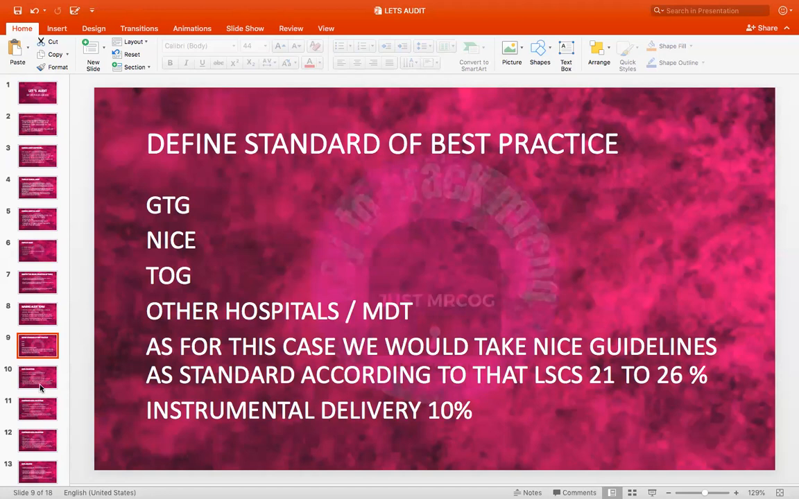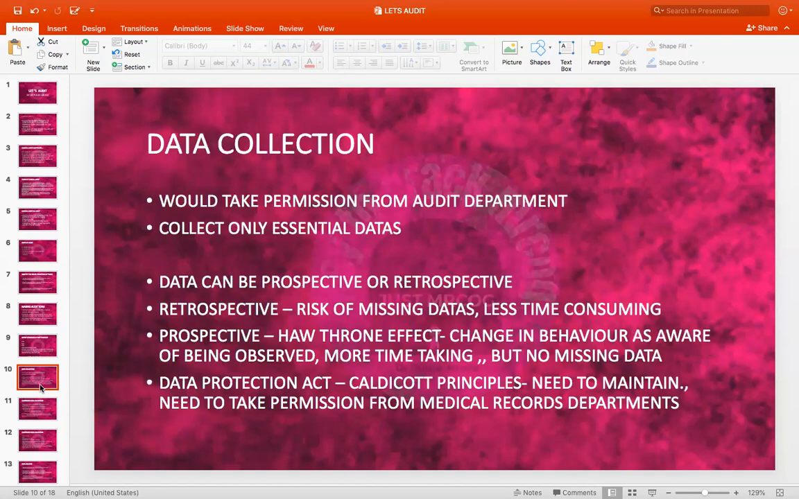Very simple. The first is identifying the issue. Second is formation of the audit team. Third is the defined standard of best practice: what standard you are going to take as best practice or basic practice. Next is data collection. This is a very important point because most of the buzzwords are in data collection. So please, everyone, listen to me very carefully.